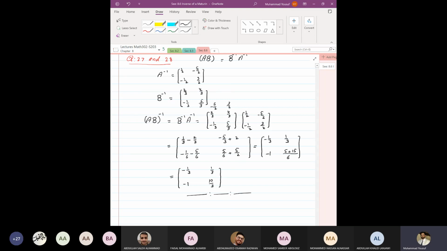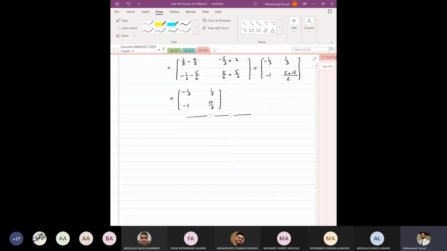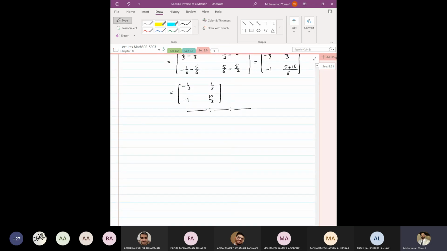Find, if A inverse is given, then how can you find A? A inverse inverse is equal to A. So if A inverse is given, you can find the inverse of A inverse, and that will be the original matrix A. Okay. Then there are some other questions with some other properties. They are very easy to verify.